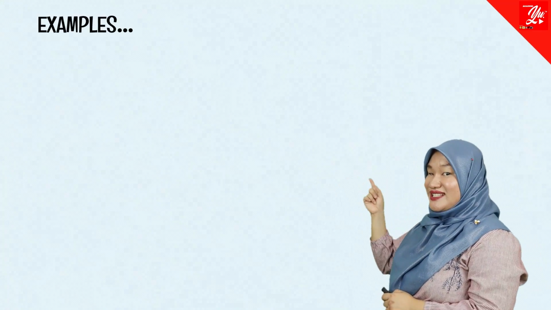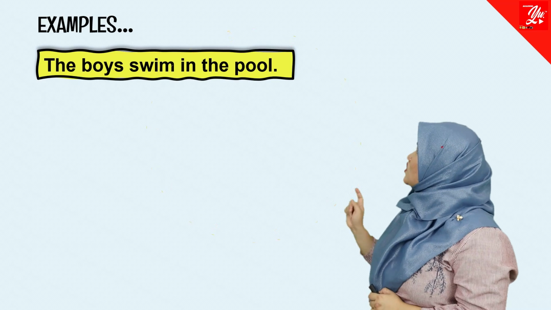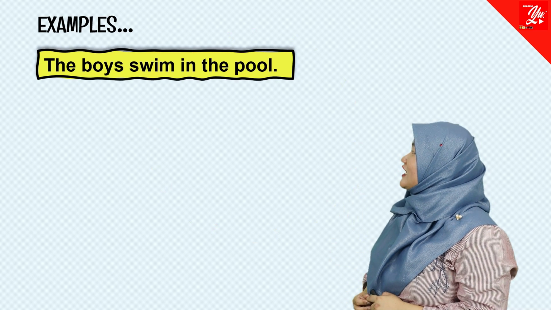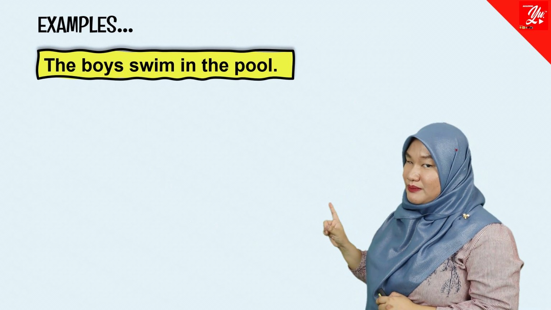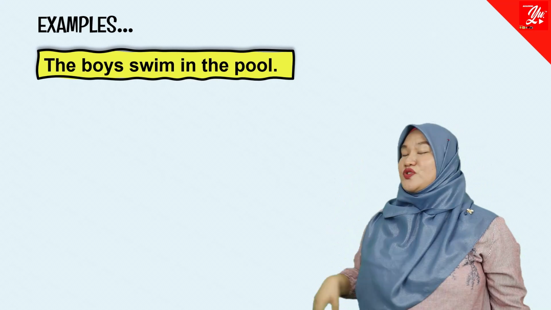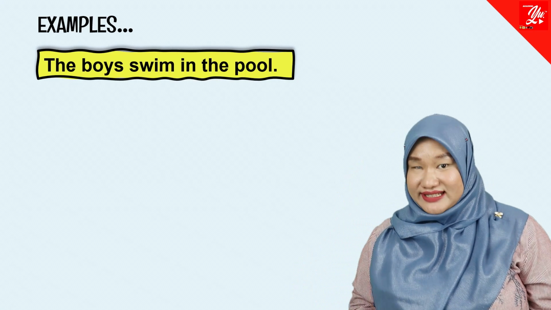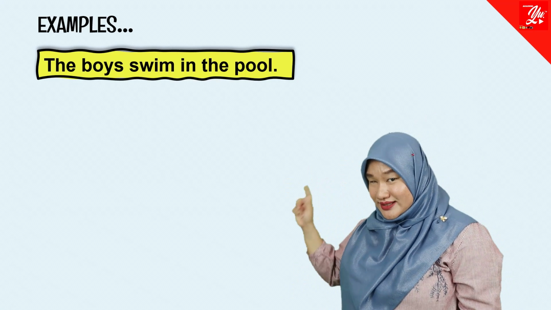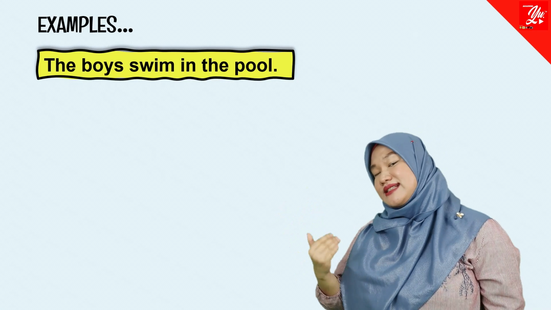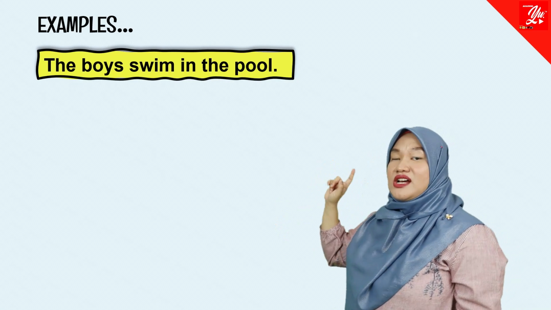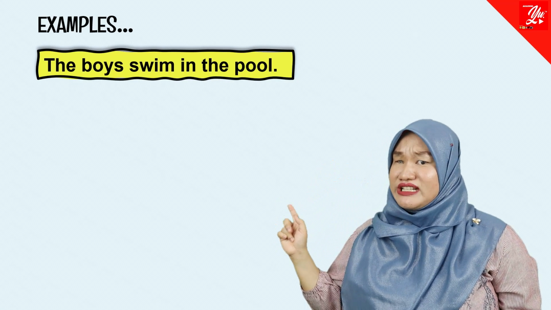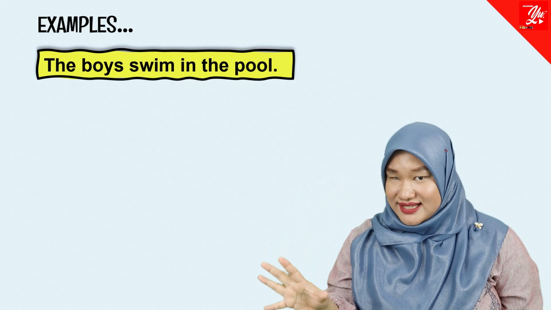Look at this sentence. The boys swim in the pool. The boys swim in the pool. So what is the subject of this sentence? The subject is what the sentence is about. So the sentence is about the boys. So as you can see, the boys already has an S.